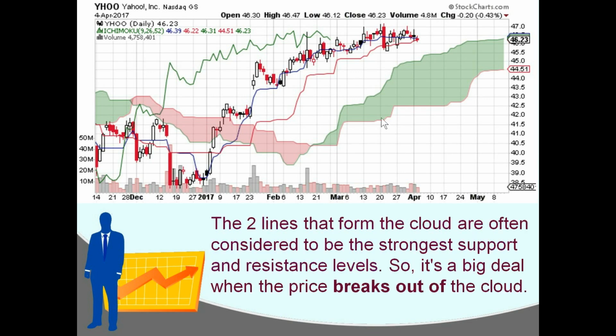The 2 lines that form the cloud itself are often considered to be the strongest support and resistance levels. So it's a big deal when the price breaks out of the cloud. Alright, so for example, this candlestick right here would have this line as the strongest resistance level, and this line as the strongest support level. And when it broke through this strong resistance level here, as you can see, it just went up and up and up after that, and so that's a sign when it breaks out like that.